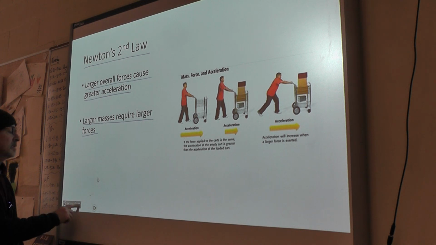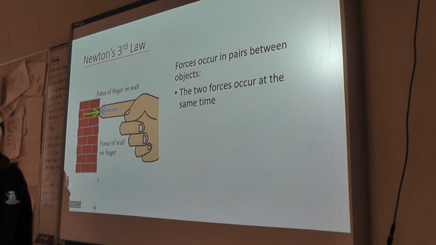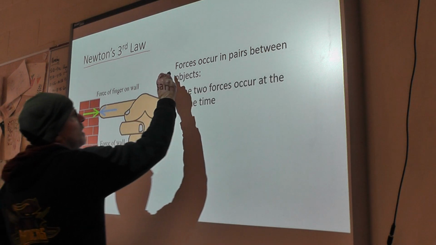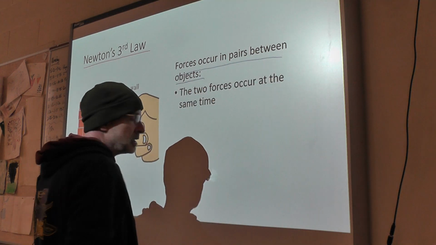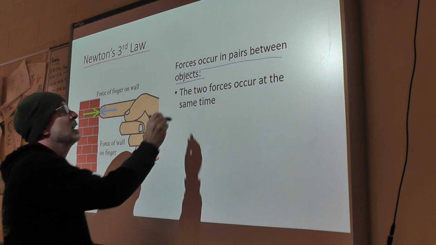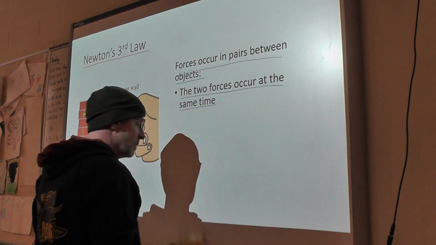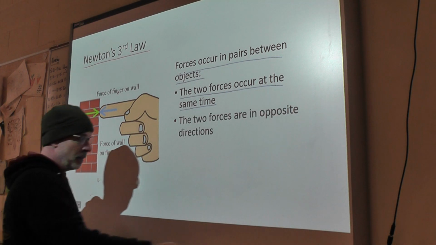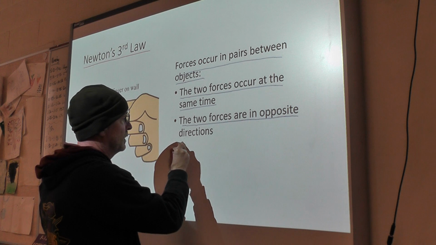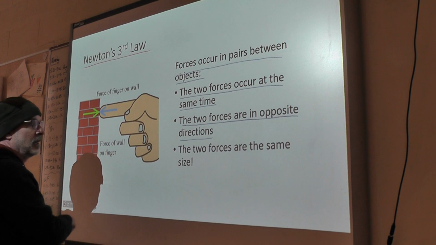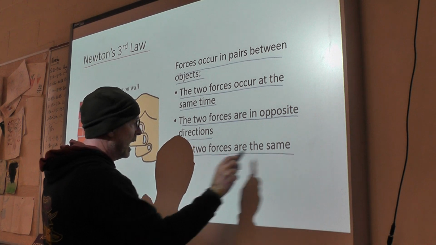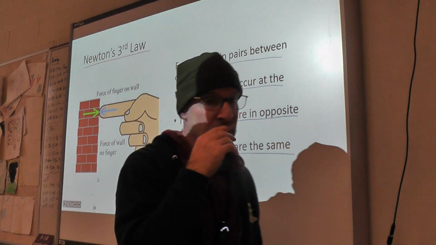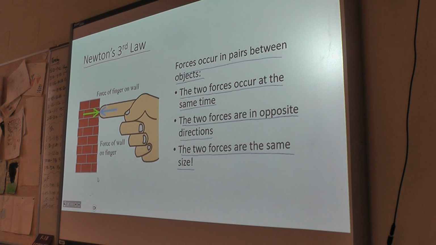Newton's third law says that forces come in pairs. Forces come in pairs, and they occur in pairs between objects. The two forces happen at the same time. There's not one force and then another force. They happen at the same time, they're in opposite directions, and they're the same size. Any force you exert automatically has an equal and opposite force that is exerted back on you at the same time.